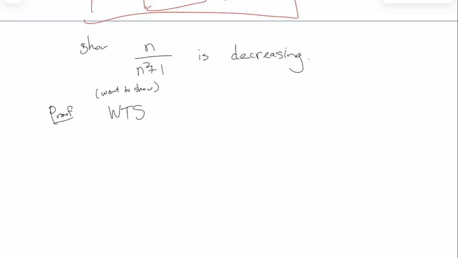This is for the haters who don't like writing words. Do you prefer writing WTS? I want to show that a_{n+1} is less than a_n. This is the same as I want to show that (n+1) over... here I'm just putting in the plus 1s everywhere... is less than n over n squared plus 1.